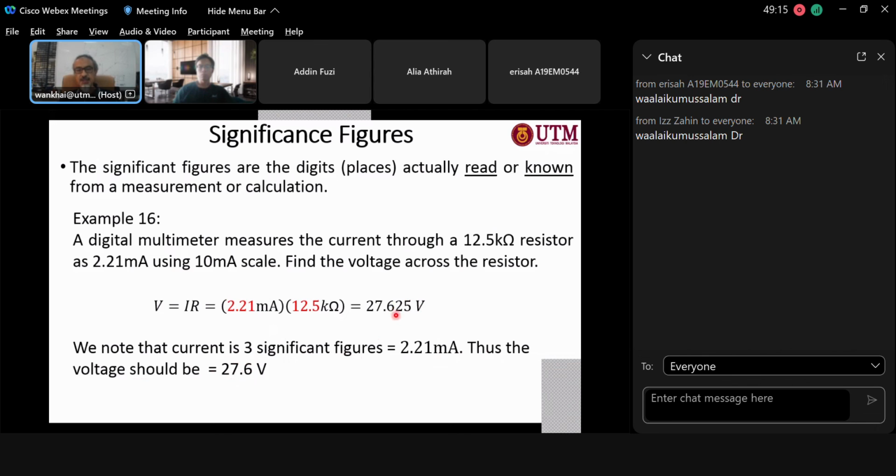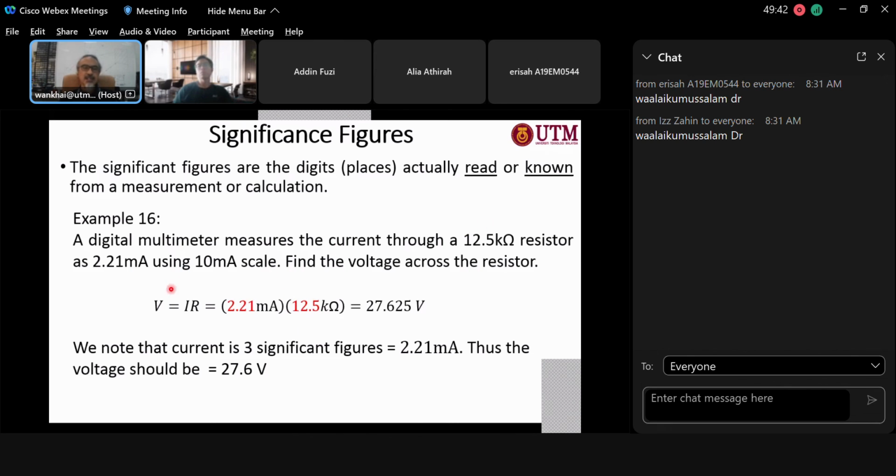Yeah, it's no longer significant. We look at the current here, where it's three significant figures. So we should represent the significant figures based on our reading. Yeah. So why didn't we use the resistance? Because resistance is a constant. Yeah, something that we don't measure.